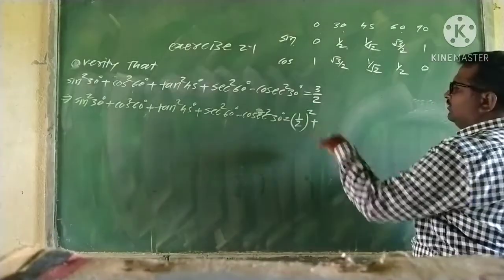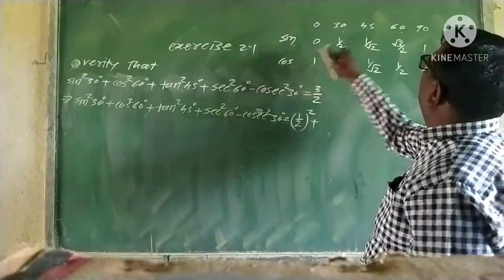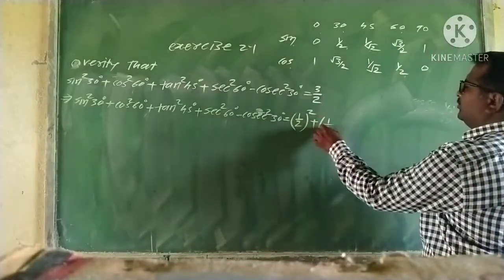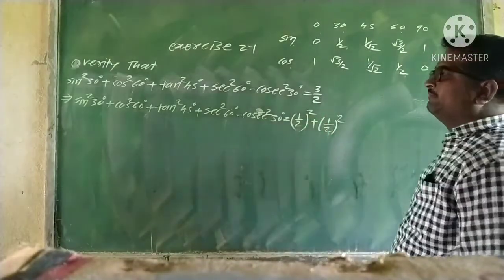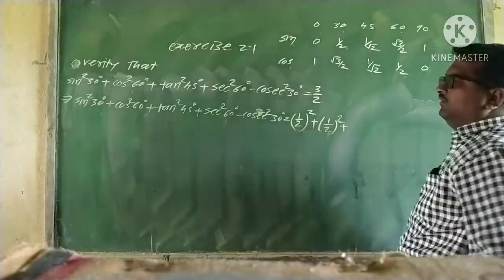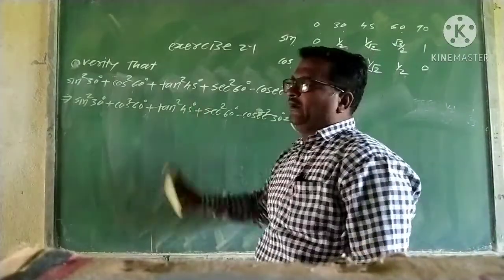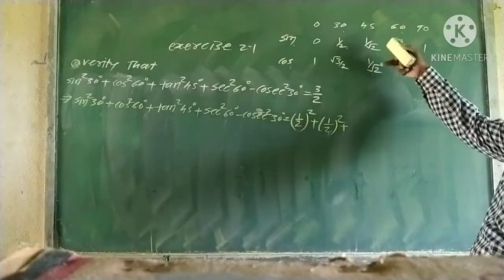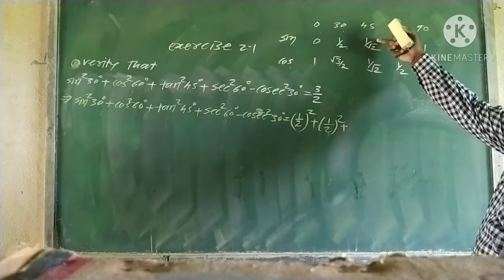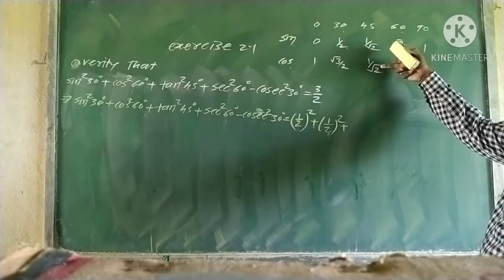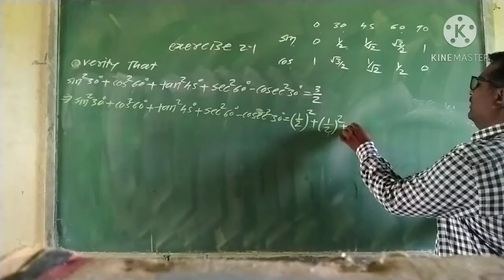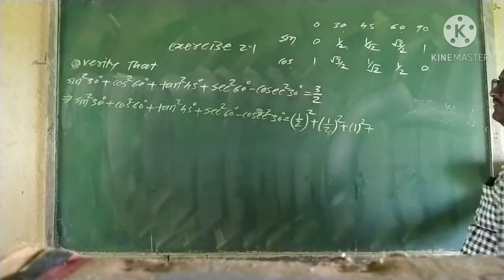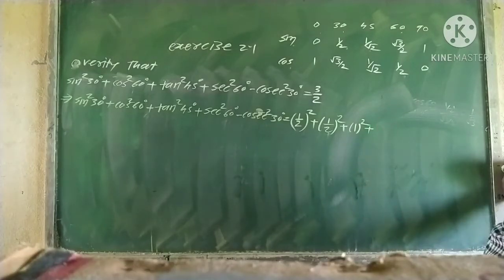Plus, see here, cos of 60 is equal to 1 upon 2, so (1/2) squared, plus. Now here, tan of 45 is equal to sin of 45 divided by cos of 45. 1 upon square root 2 and 1 upon square root 2 get cancelled, remaining only 1, so 1 square, plus sec square 60.